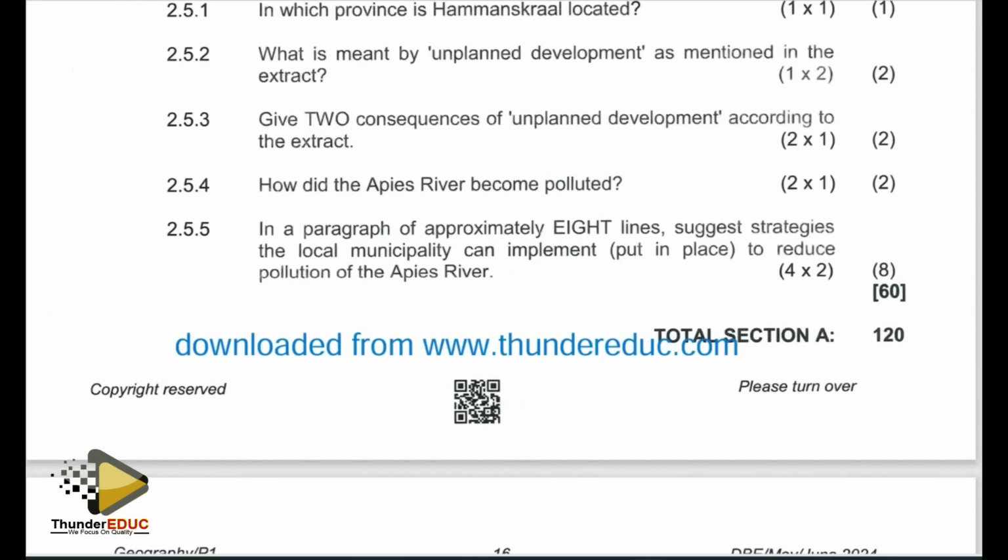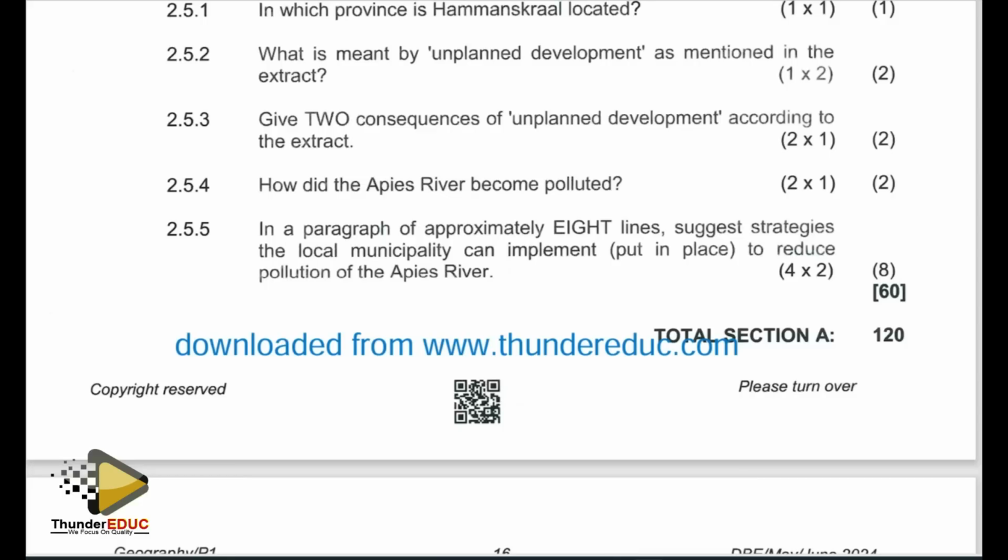Or we can talk of intermunicipal cooperation. Municipalities can work together with other municipalities in the surrounding so that we manage the very same river which flows through the jurisdiction of the different municipalities, what we call the intermunicipal cooperation. Coordinated efforts of municipalities to try and curb the problem of pollution of rivers.